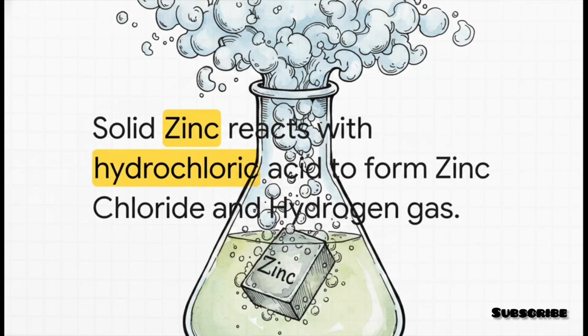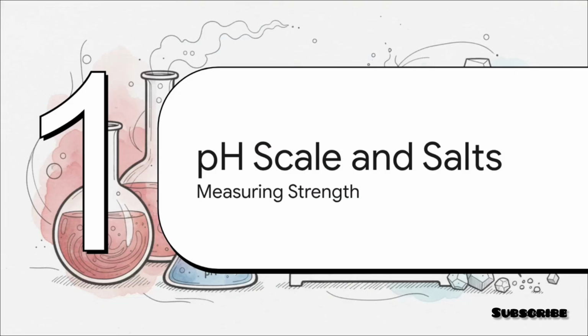To put that first rule into perspective, check out this exact chemical equation for zinc combining with hydrochloric acid. When solid zinc, our metal, reacts with the acid, it forms zinc chloride, which is our salt, and actively bubbles off hydrogen gas. Being able to confidently write and balance this specific equation is an absolute must-have skill for your test. Next up is Section 3, the pH scale and salts.